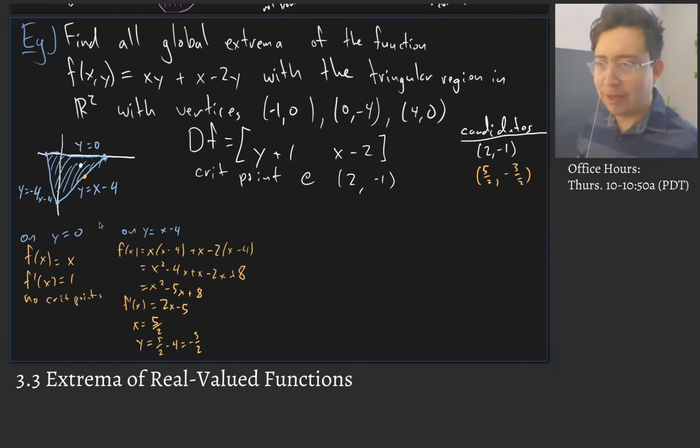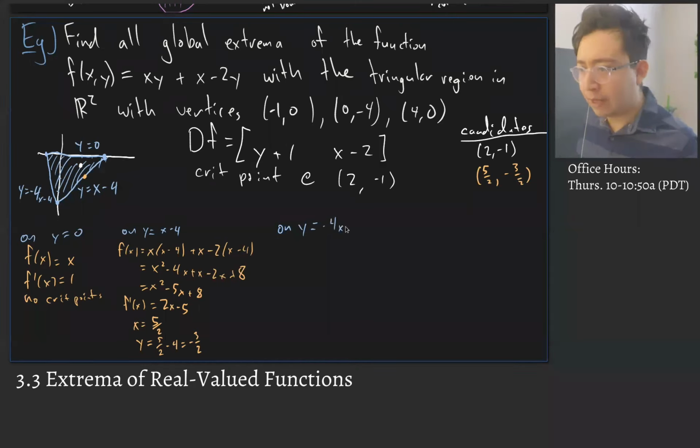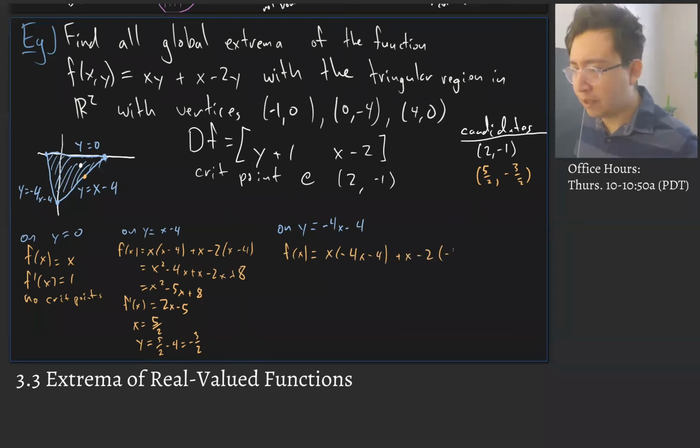Okay. Now, lastly, we need to check on y equals negative 4x minus 4. So now we check this substitution. We put it in here, so let me go ahead and do that. We get f of x is equal to x times negative 4x minus 4 plus x minus 2 times negative 4x minus 4. Let's go ahead and simplify this.